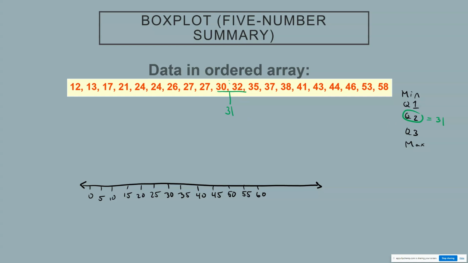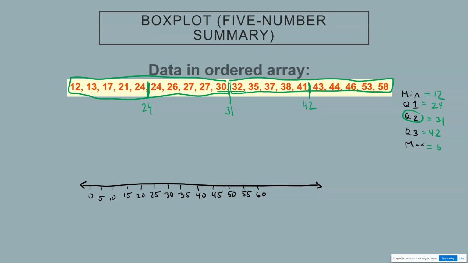Then what I do to find the bottom quartile, quartile 1, is I look at the median of the bottom half of data. Well, there's 10 values, so that means the median is going to occur between the 5th and 6th observation. Well, what value occurs between 24 and 24? Still 24. And then to find quartile 3, I'm going to look at the top half of data. And it looks like the median is going to occur in the middle of this data set, which is right here between 41 and 43, which is 42. Now the minimum value in the data set is 12, and the max is 58.